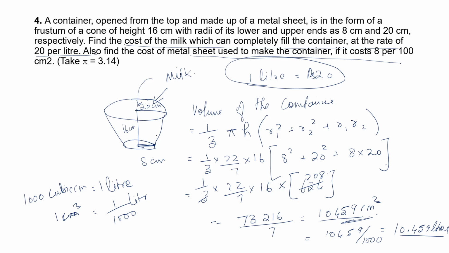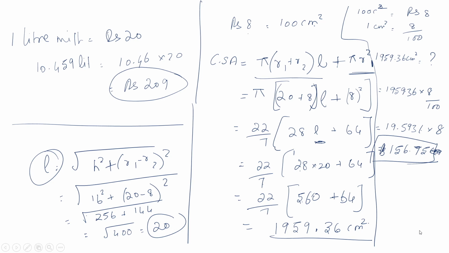So a container is given, a milk container, which you can imagine. The radius of the bottom is given, the radius of the top is given, and the height is given. We have to find the cost, where 1 liter of milk costs 20 rupees. How much milk can be filled in this container? First we find the volume of the container, and we found that 10.459 liters can be filled. If this much liter is filled, and 1 liter costs 20 rupees, what is the cost for this many liters? That is the first part done.